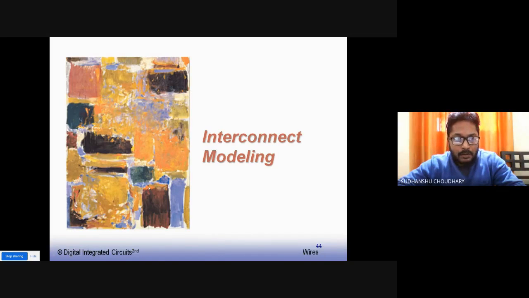Yeah, so in the last lecture, we were discussing interconnect parasitics, and we talked about how to calculate the resistance and inductance, which are the parasitics associated with your wire or interconnects, right? Now let us talk about interconnect modeling, like how we will model an interconnect by using these RLC values.